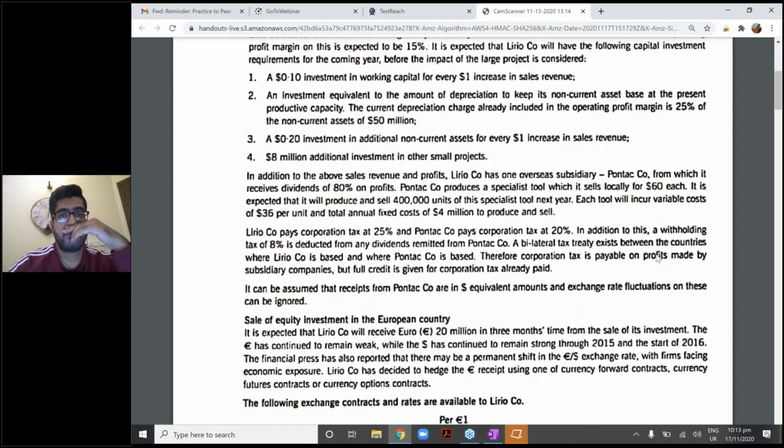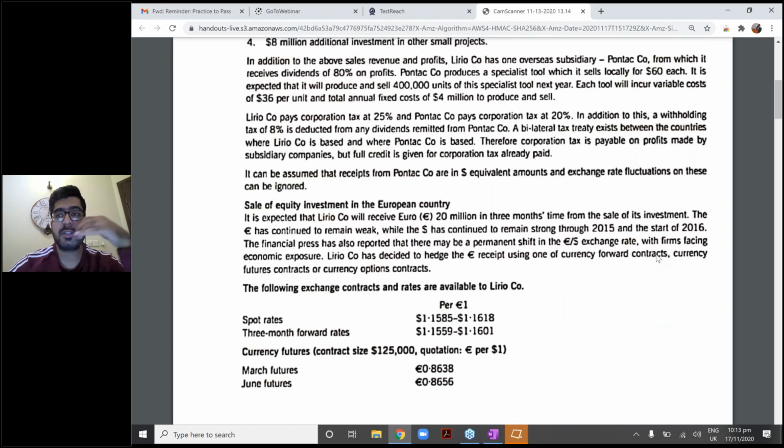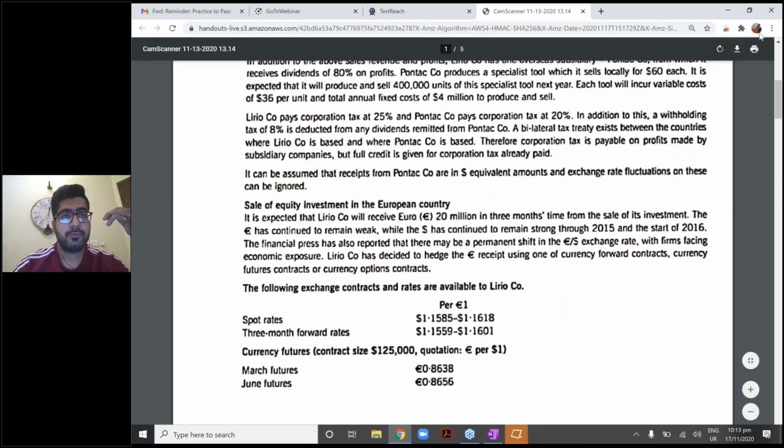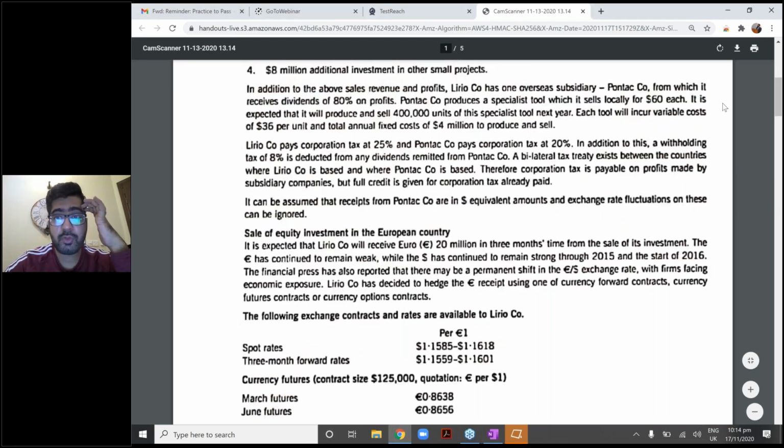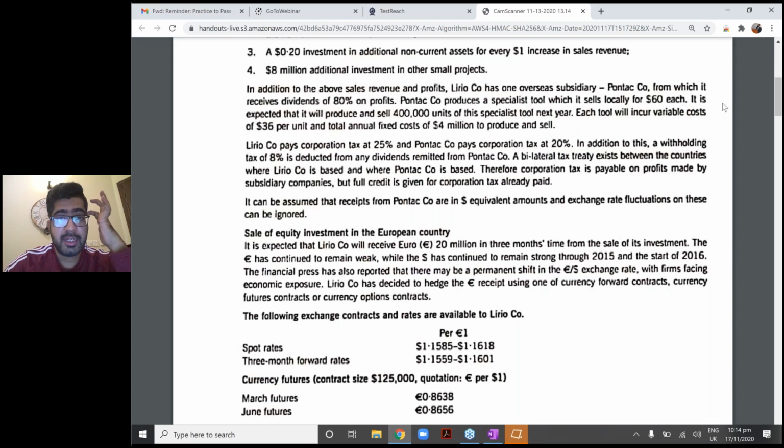In addition to the above revenue and profits, Lirio has one overseas subsidiary, Pontac Company, from which it receives dividends of 80% of its profits. Pontac produces a specialist tool which it sells locally for $60 each. It is expected it will produce and sell 400,000 units of the tool next year. Each tool will incur variable cost of $36 per unit and total fixed cost of $4 million. Lirio pays tax at 25%, Pontac pays tax at 20%.